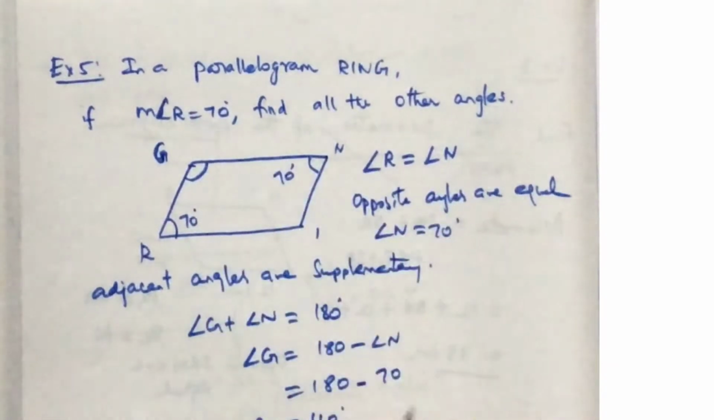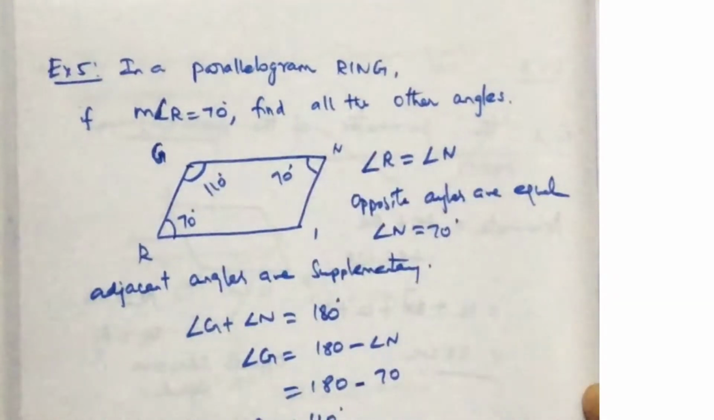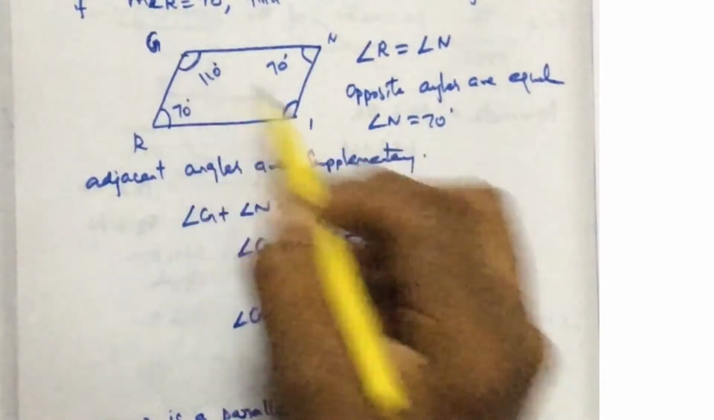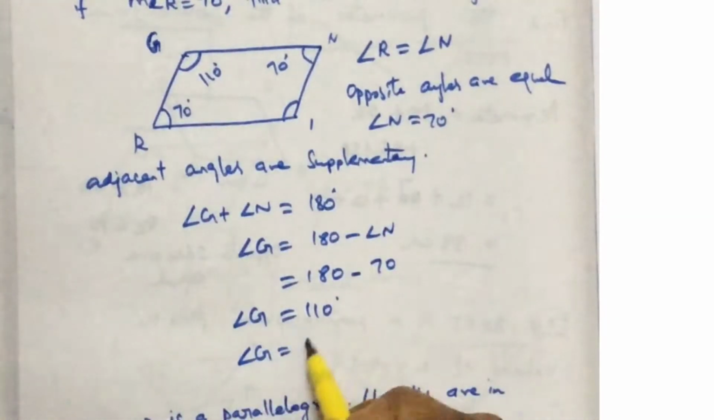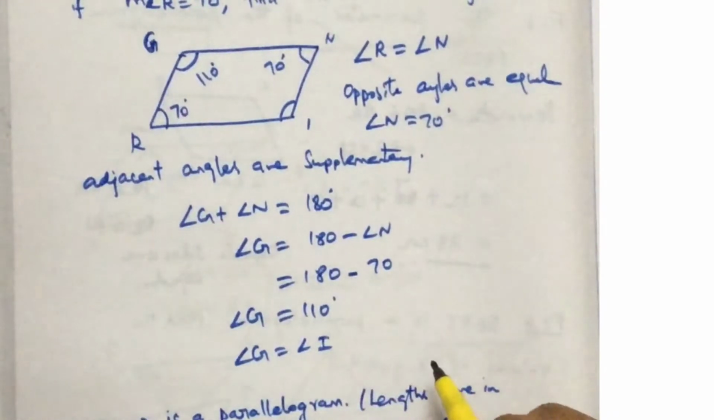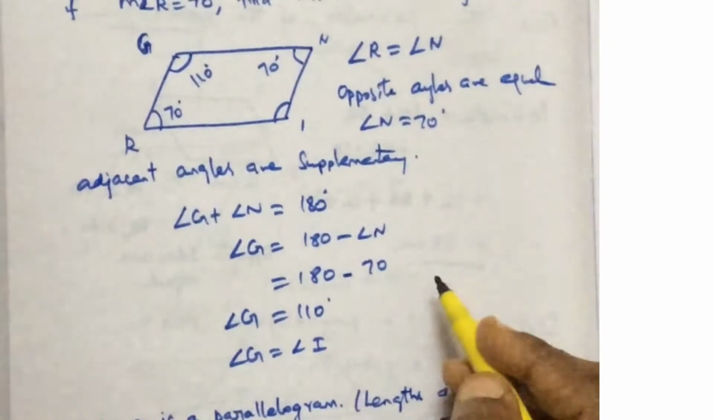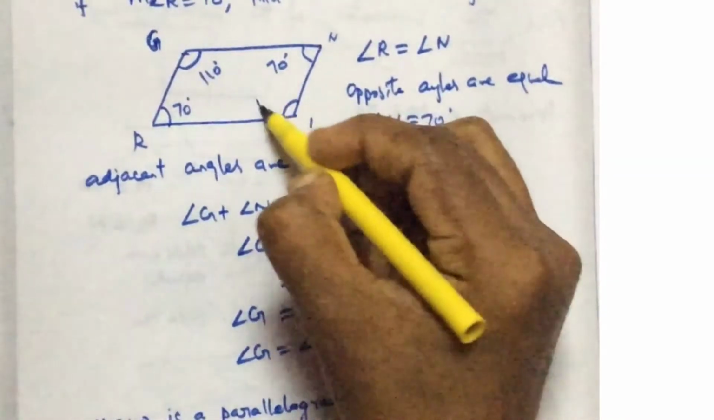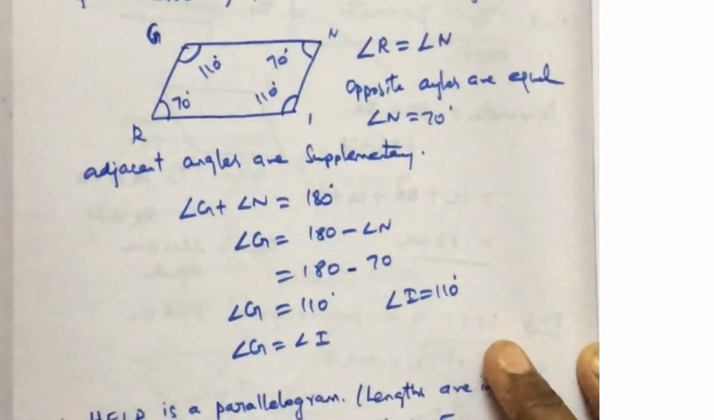So this is 110. Again, these are opposite angles. Angle G equals angle I. Why? Because they are opposite angles. So angle I is 110. This is also 110.